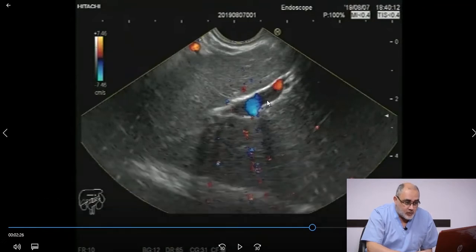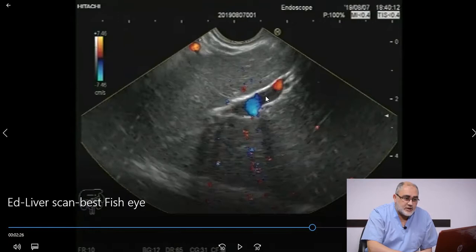Just go forward with mainly counterclockwise rotation. We can go to the fish eye appearance. Fish eye appearance here is the left portal vein, and here we can find a very important ligament, which is the ligamentum teres, and here is the ligamentum venosum, the previously mentioned ligamentum venosum.